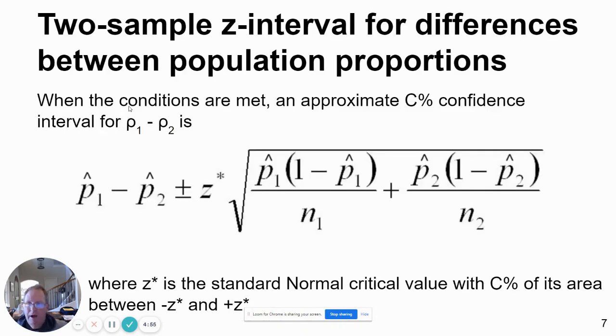Now, when the conditions are met, an approximate C% confidence interval for the difference between ρ1 and ρ2 is given by that expression right there. Now, that formula is not on your AP formula sheet, but parts of it are in different locations, so you should be able to just assemble it by looking at the formula sheet. So that's the formula. The Z star comes from a table or from your calculator, and that's it right there.